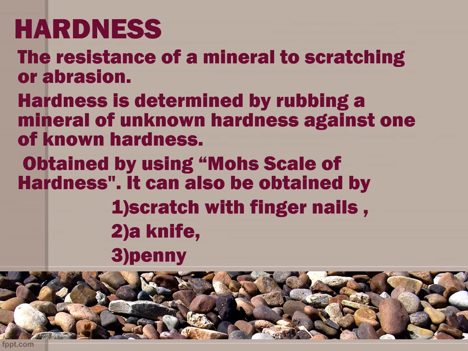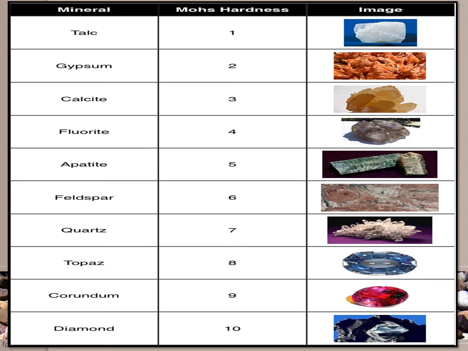Now you have your hardness, the resistance of a mineral to scratching or abrasion. Hardness is determined by rubbing a mineral of unknown hardness against one with known hardness. We usually use now the Mohs scale of hardness by fingers, by knife, or penny. Here are examples of minerals with their Mohs hardness. And we have here your talc as pinakalambot with 1 and diamond with 10. Okay?